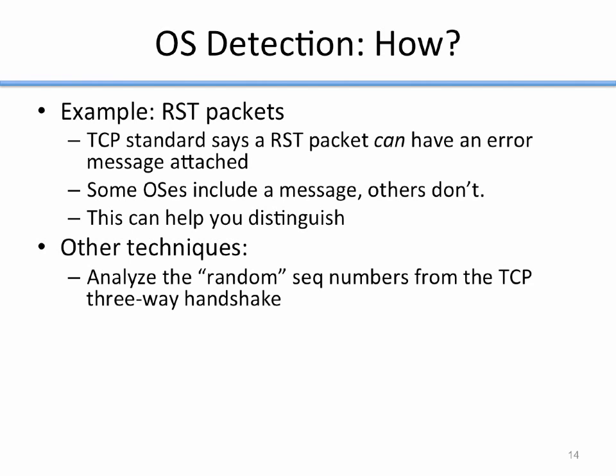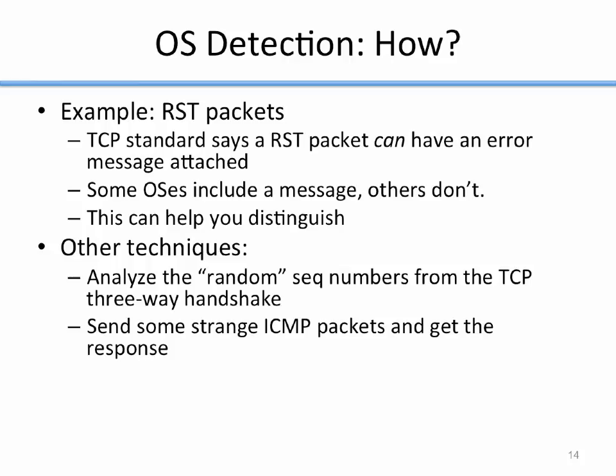Other techniques that Nmap uses: it analyzes the random sequence numbers from the TCP three-way handshake. So you may remember in the TCP lecture, I mentioned that when you initiate a connection in TCP, both sides end up generating a random sequence number. Well, what does that really mean? The standard doesn't specify exactly how it has to be done. So different operating systems do it differently. Some of them will just use a continually increasing number, some of them use a truly random number, and the various choices that they make will impact what the sequence numbers are. So Nmap could initiate connections, get back a set of the randomly generated sequence numbers, and analyze that set to see if it can determine anything about the OS.